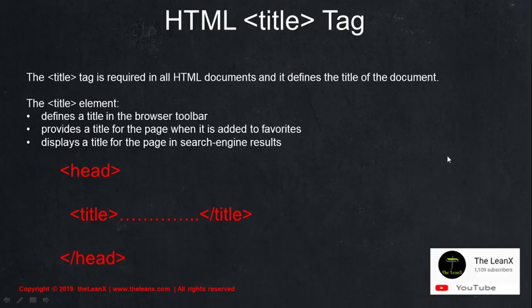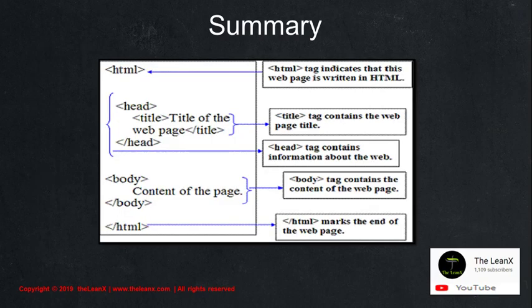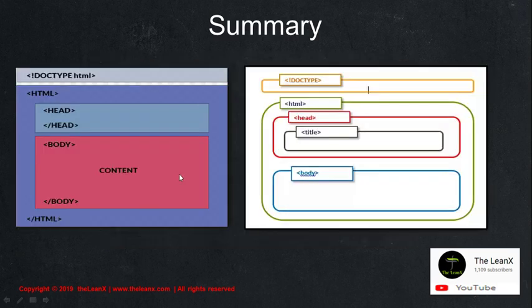Then we have seen the title tag, and then this is one of the HTML examples which we have seen right now. And coming to the summary, we have seen why we are using the HTML tag. Under the HTML tag we have a header section and body section. The header section will contain your meta tags as well as your title, and the body section will contain the content of the page. And this is again one more structure: your doctype, HTML, under HTML the head section and body section, and under body there will be content.